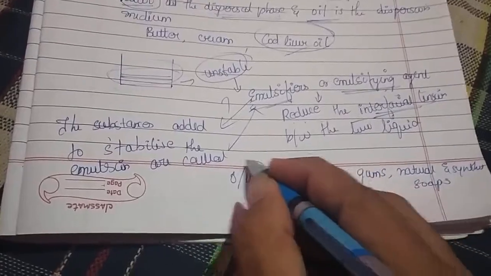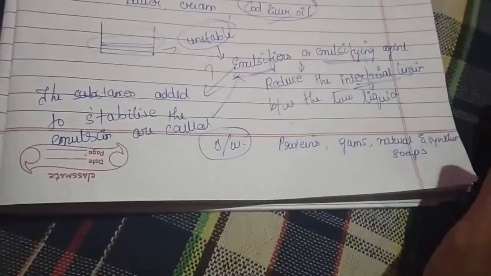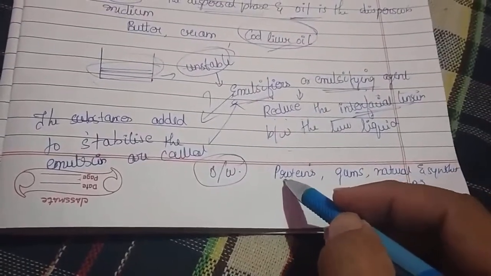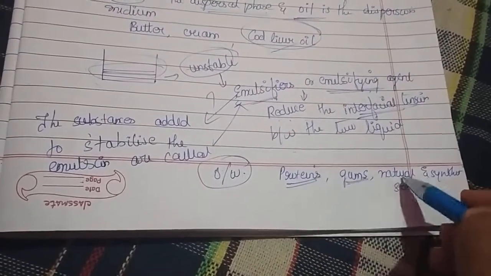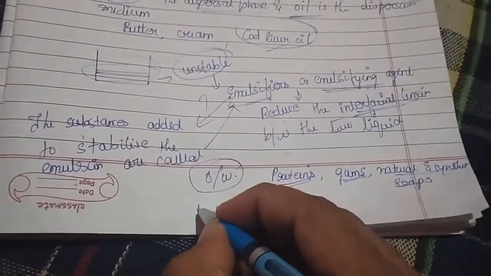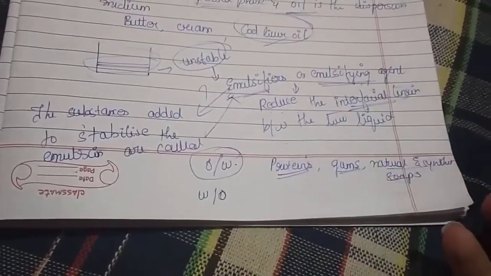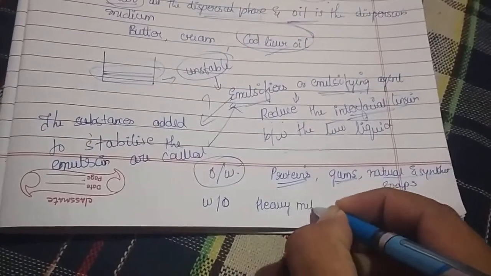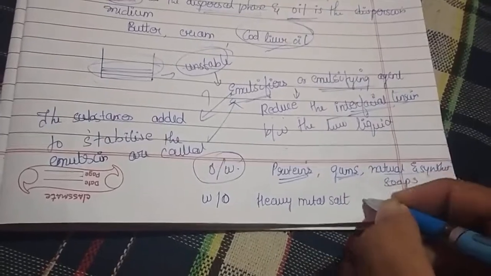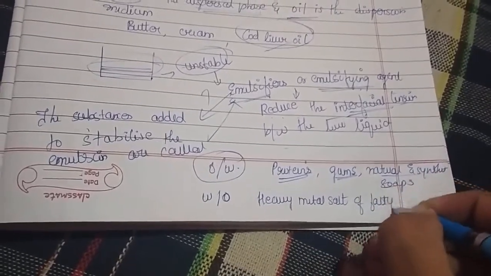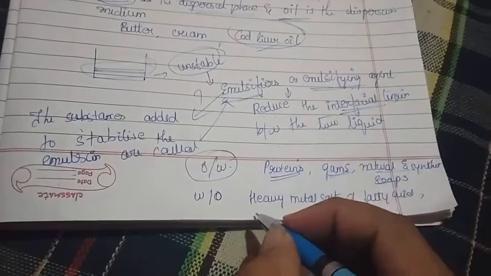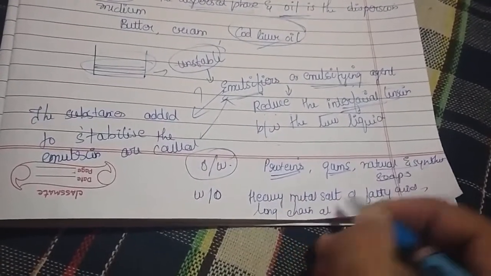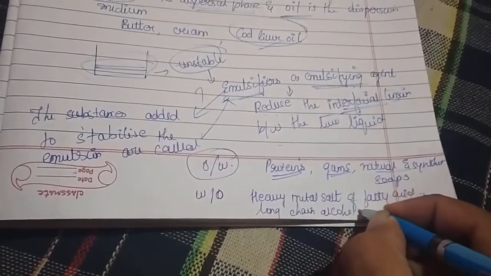So in an OW type, oil in water, for example milk and vanishing cream, in order to stabilize such OW type emulsions, what can we add as emulsifying agents? Your proteins, your gums, your natural and synthetic soaps. Similarly, when I am coming to the WO type emulsions, remember here your heavy metal salts of your fatty acids, similarly your long chain alcohols, and so on, we can add.